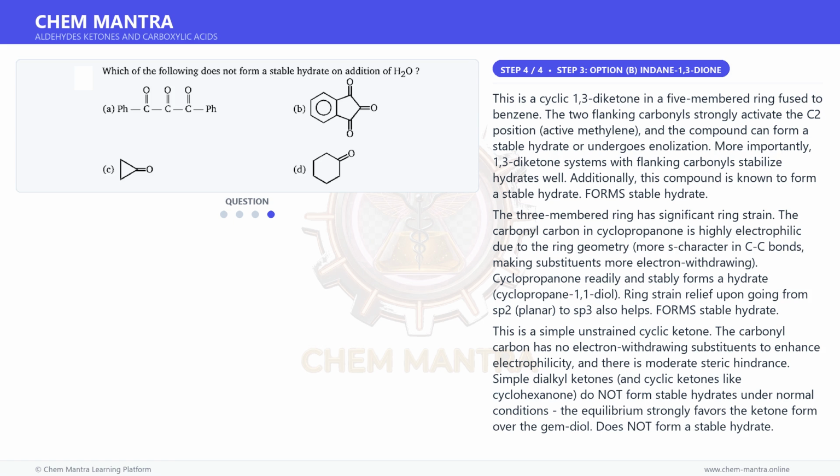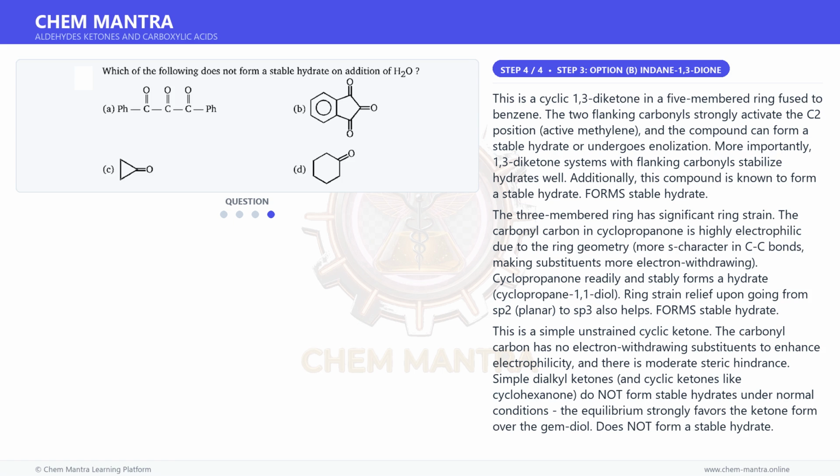Forms stable hydrate. The 3-membered ring has significant ring strain. The carbonyl carbon in cyclopropanone is highly electrophilic due to the ring geometry, with more s character in the C to C bonds, making the substituents more electron withdrawing. Cyclopropanone readily and stably forms a hydrate, cyclopropane-1,1-diol. Ring strain relief upon going from sp2, planar, to sp3 also helps.